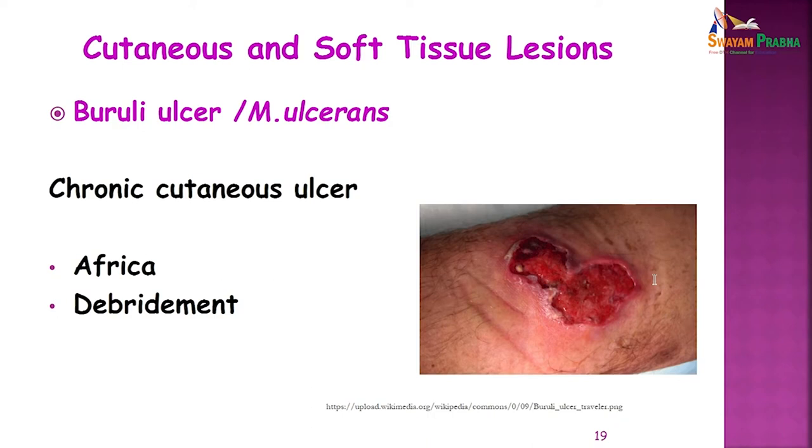Another cutaneous infection seen mainly in Africa is called Buruli ulcer and is caused by Mycobacterium ulcerans. The patient presents with a chronic cutaneous ulcer, and again, diagnosis can be done on culture or biopsy, and debridement is the main method of treatment.